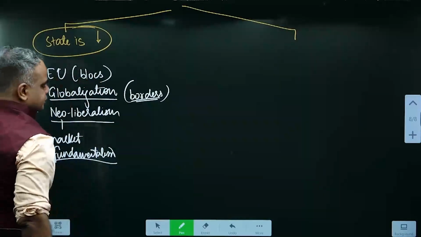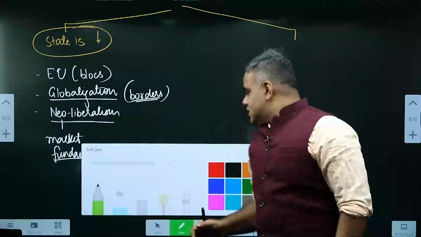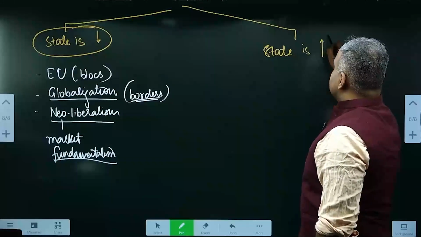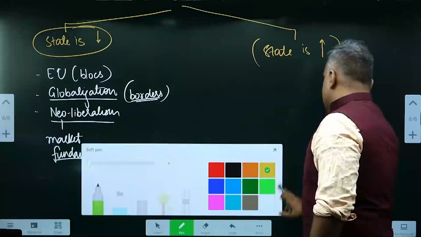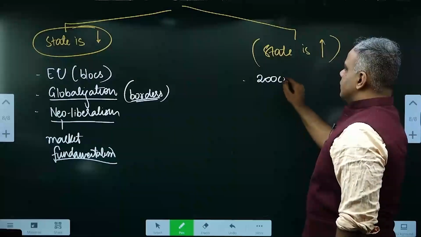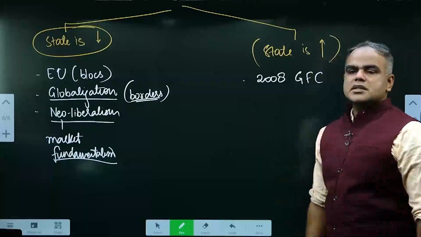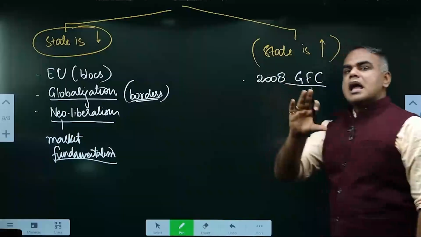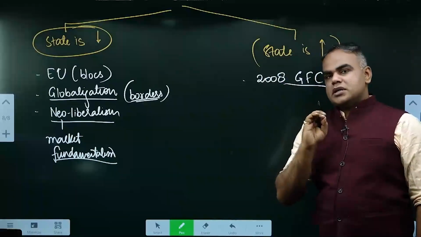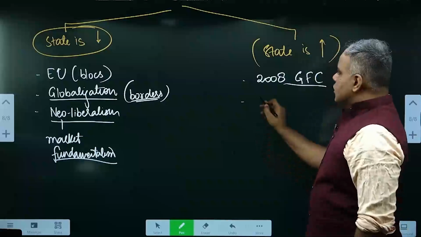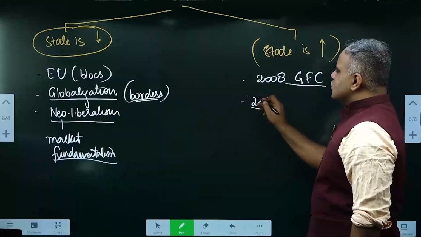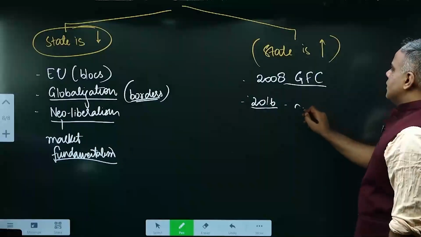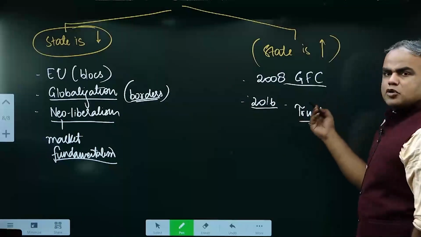This was seen. But we still have a counter to this. We again see the role of state is increasing. I still have examples for this. How? 2008 global financial crisis. What did it say? That over-reliance on neoliberalism has challenges. The role of state is equally important. One. Now, 2016 onwards, okay, the year is not that important for you, but there are trends. 2016 onward, in fact, what we saw, for example, Trump had come to power.